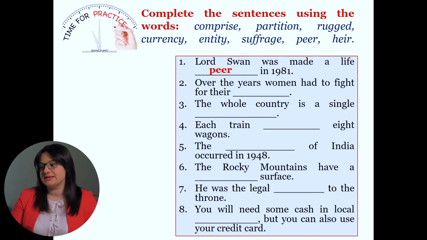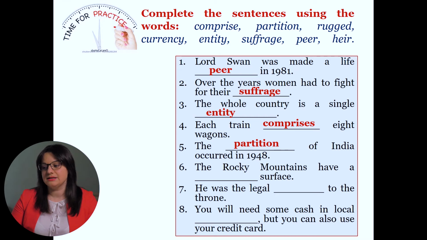Lord Swan was made a life peer in 1981. Over the years, women had to fight for their suffrage. The whole country is a single entity. Each train comprises 8 wagons. The partition of India occurred in 1948. The Rocky Mountains have a rugged surface. He was the legal heir to the throne.